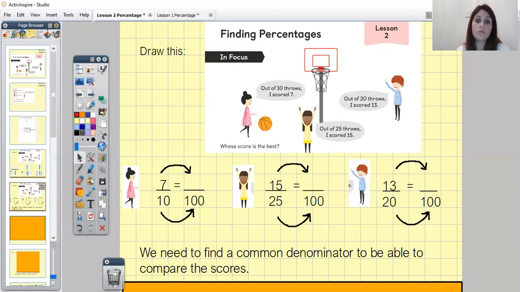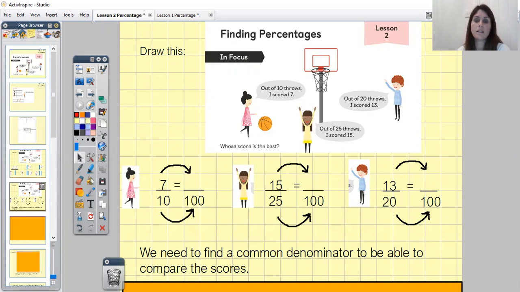We know that actually they all threw a different number of balls for their baskets. So Ruby had 10 shots at the basket and only got 7. Lulu did 25 shots and only got 15. And Elliot did 20 shots and only got 13. So they each had a different number of tries, which means that we can't just compare them by saying, oh, well, let's say Lulu did the best because she got 15. That's not a fair way of doing it, is it? So we've got to look at what percentage of those throws they got right, or they scored.